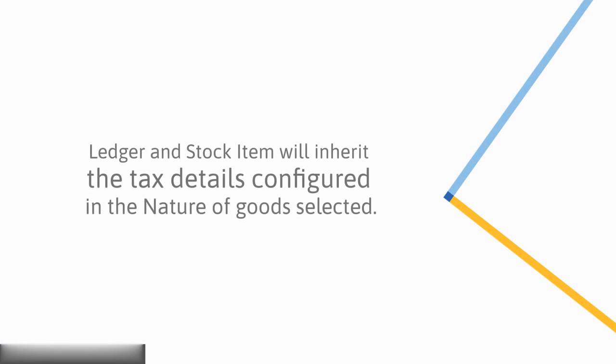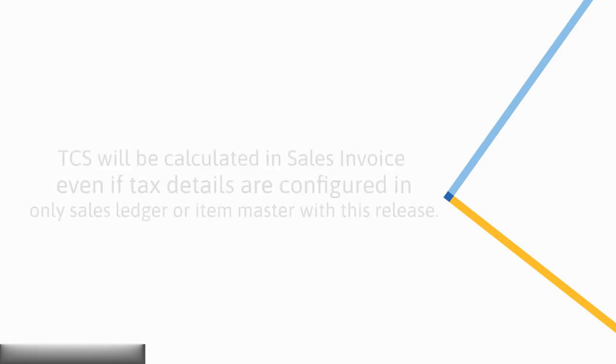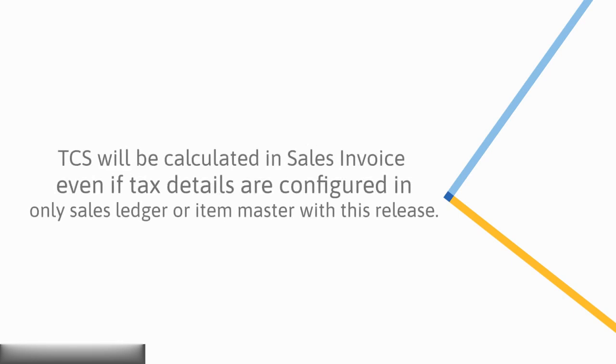Once defined, you can use the nature of goods in other masters such as Sales Ledger, Party Ledger, Stock Item, Tax Ledger, and so on. There will be no need to define the tax details again in those masters. In earlier release, you had to define nature of goods both in Sales Ledger and Stock Items in order for the tax to be calculated in Sales Invoice. Now, it is sufficient to define the nature of goods in any one master and tax will be calculated based on the details in that master.